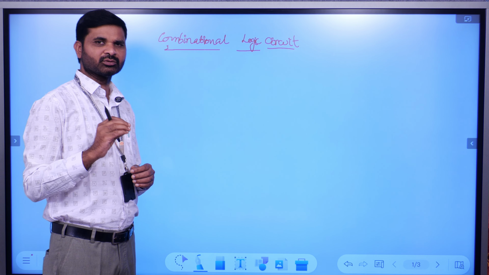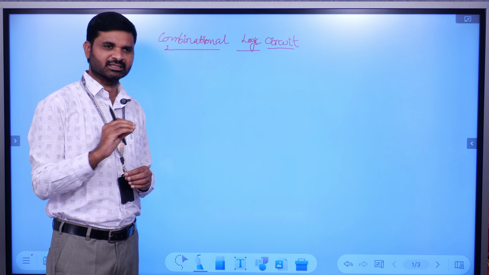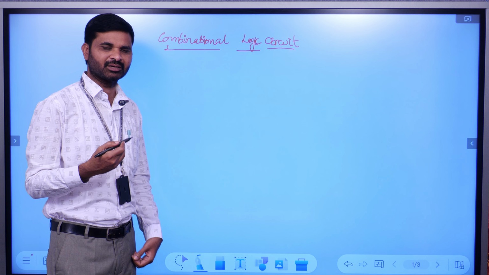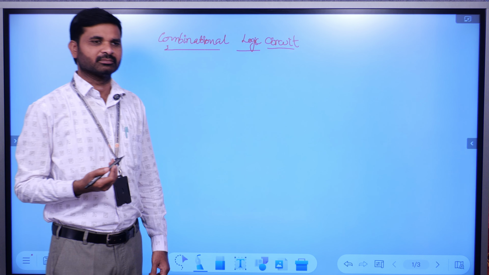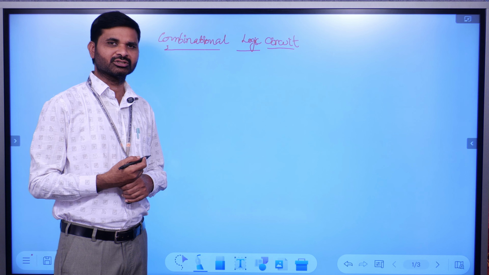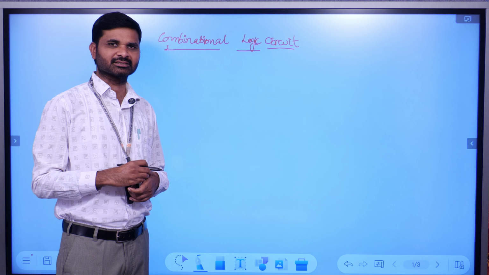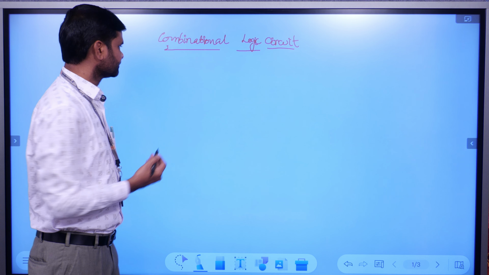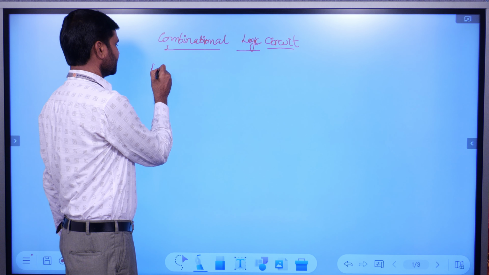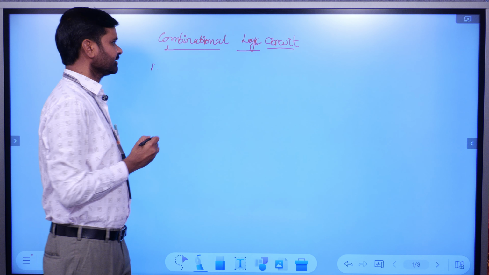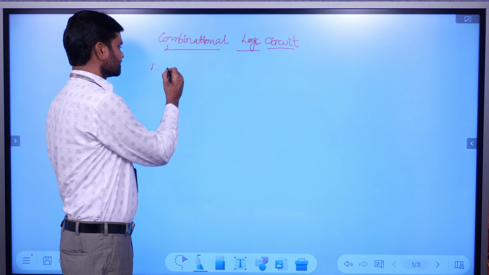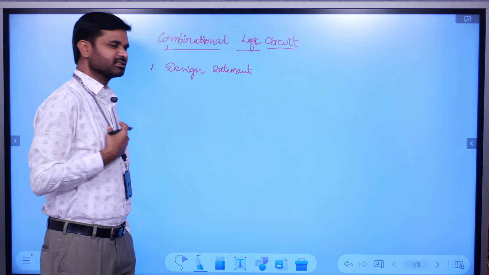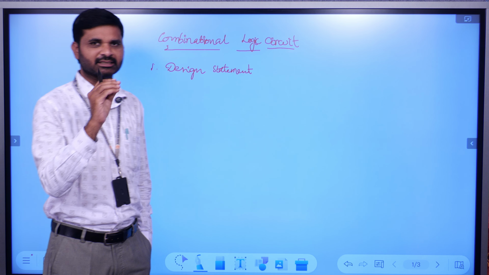And combinational logic circuits will never require any type of external triggering circuit. So combinational logic circuits are built up of basic combinational logic elements. Clearly, the combinational logic elements are logic gates. Now let us see the basic procedure of combinational logic circuit design. In the combinational logic circuit design, the first step is the design statement. What is the design statement? In a combinational logic circuit design, what circuit you are going to design? That is the design statement.